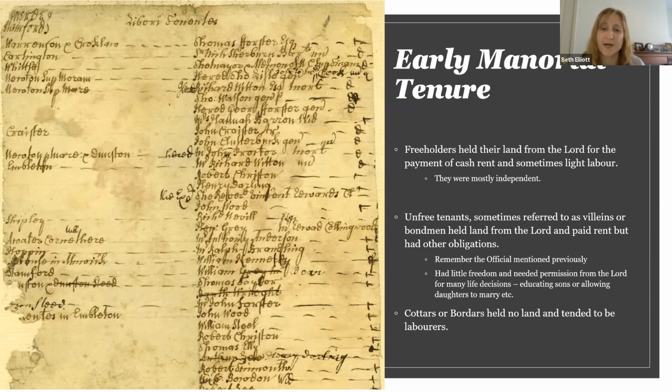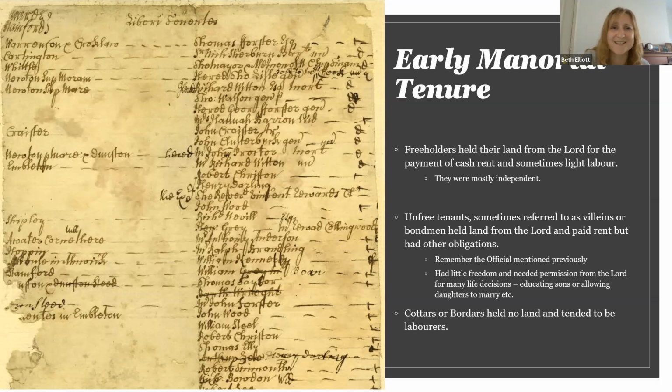So if you remember before, I mentioned the unfree tenant who was a reeve. That for them is their obligation as part of their tenancy. Unfree tenants had little freedom. They needed permission from the lord for many life decisions. So you may see them having to ask to educate their sons, allowing their daughters to marry. That's known as a merchet. You may also find cotters or boarders mentioned on tenancy lists. These were individuals who held no land, intended to be labourers.